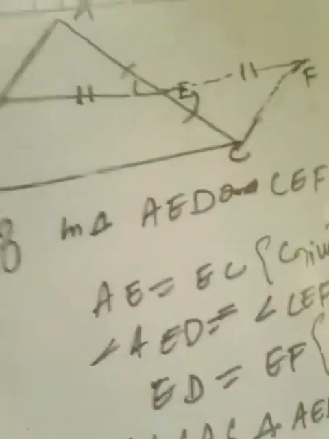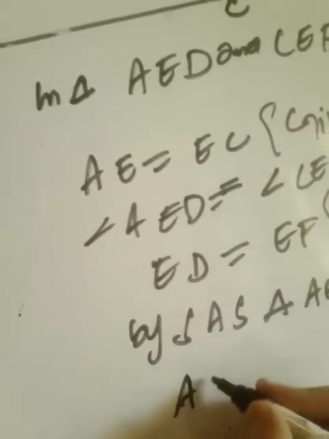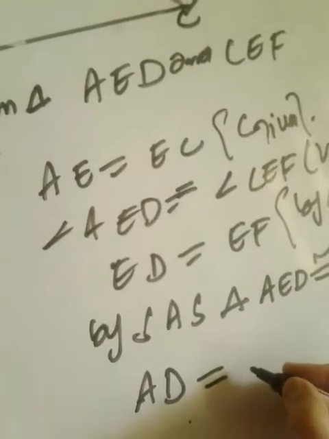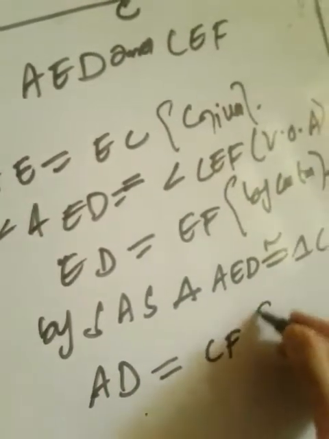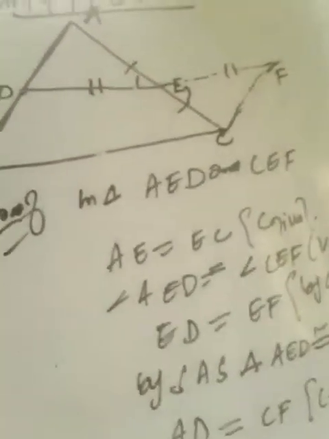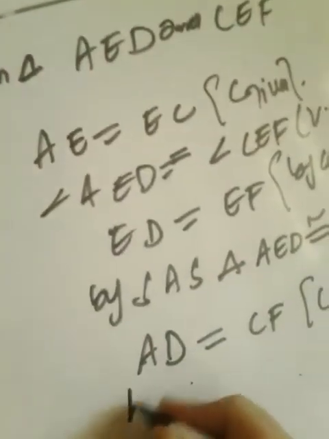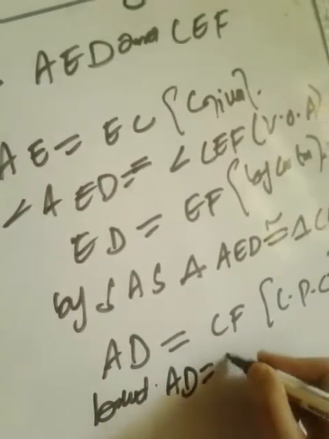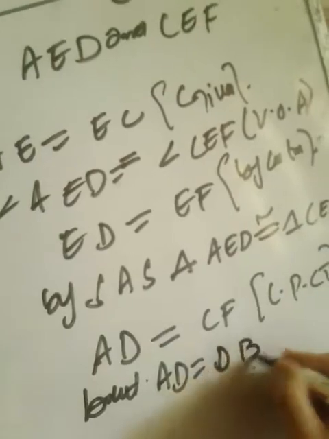What happens when two triangles are congruent? Corresponding parts are equal. We write AD equals CF, by CPCT. But AD equals DB. Can you tell me why? Given, because D is the midpoint of AB.